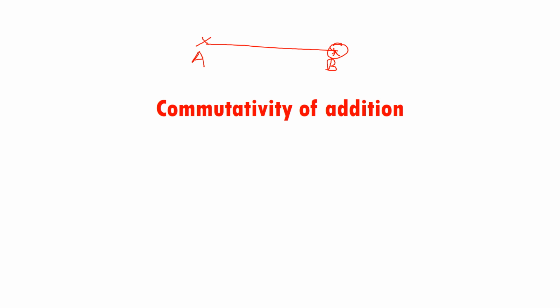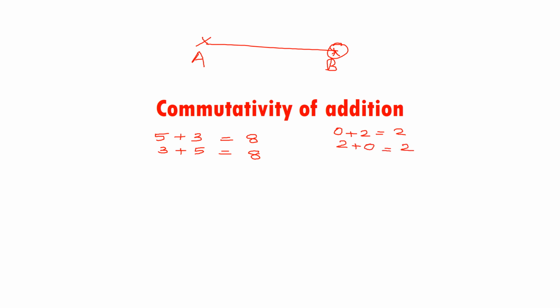Now, commutativity of addition, it comes this way. See, children, if you take any two numbers, for example, if you take 5 plus 3, that is equal to 8. Now, if you take 3 plus 5, that is also equal to 8, isn't it? 0 plus 2 equal to 2. 2 plus 0 equal to 2.